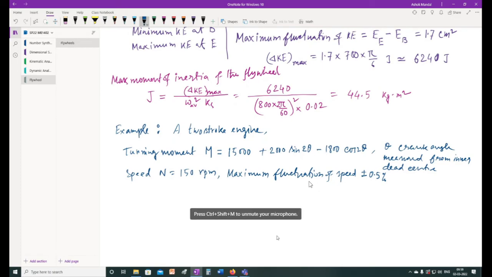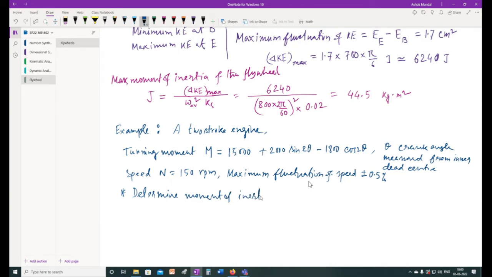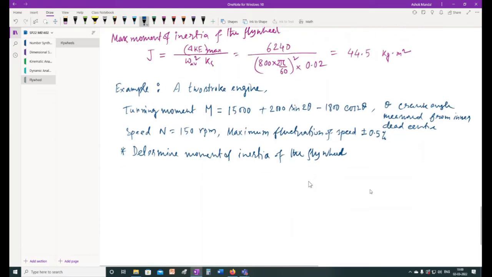We need to determine what is the moment of inertia of the flywheel. So the question is, determine the moment of inertia of the flywheel. We have to determine this. Few things which are given to us: omega average is 150 into 2 pi by 60. This is in radian per second.